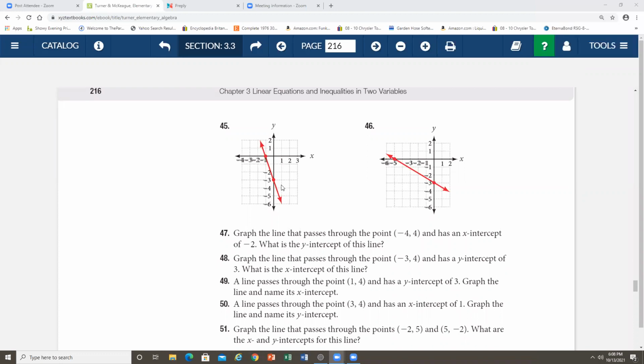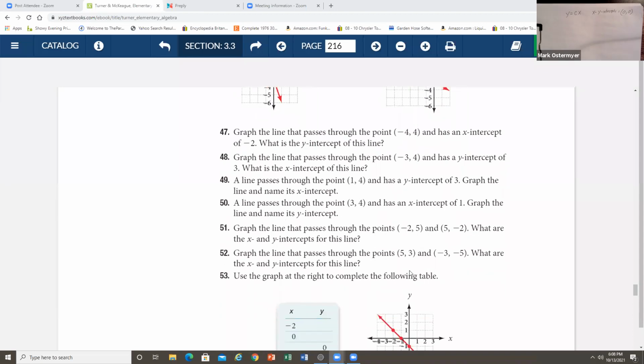0, negative 3. You are correct. All right, let's try a couple of these problems.